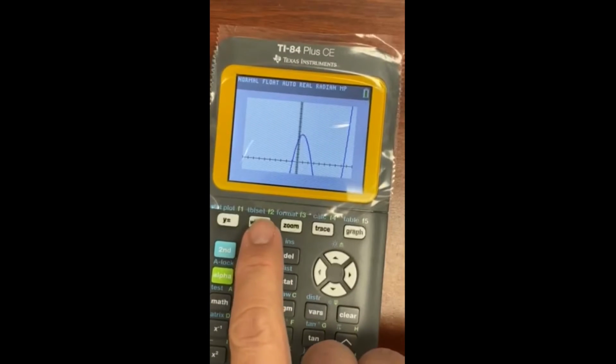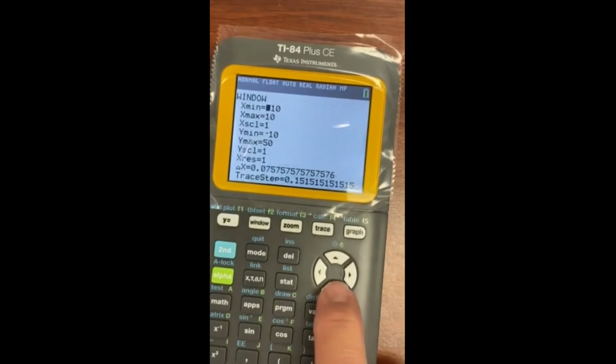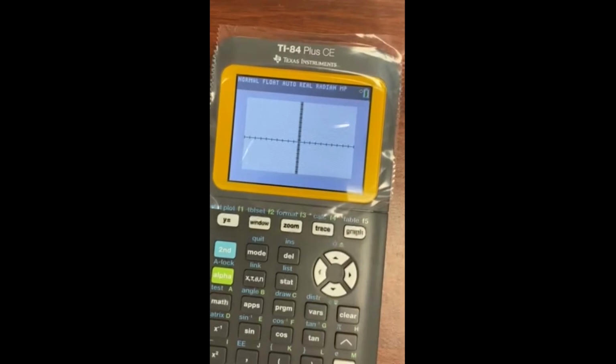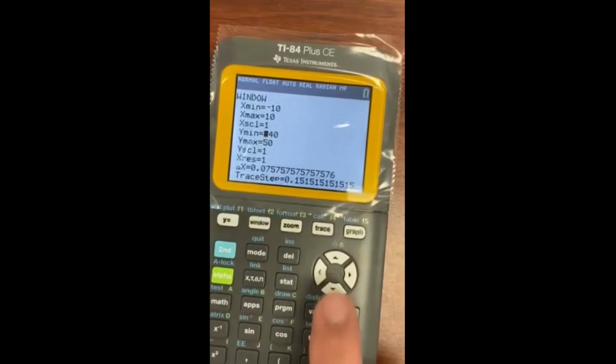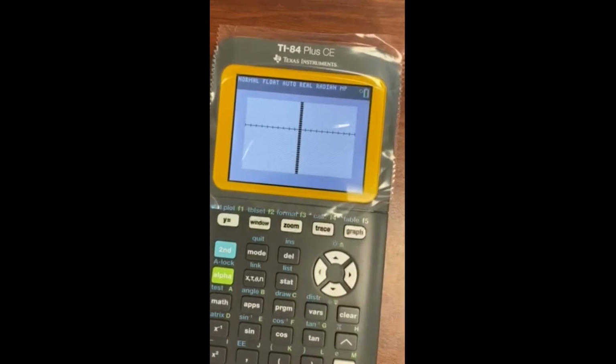So I'm gonna hit the window again and go to the Y min. Right now it's only negative 10. If I make it, let's say, negative 40, graph it. It's still not much. I need to see the turning point there. So I'm gonna hit the window. Maybe negative 40 is not enough, so I'm gonna make it, let's say, negative 80. Graph it. There you go, and I can see now the entire graph.